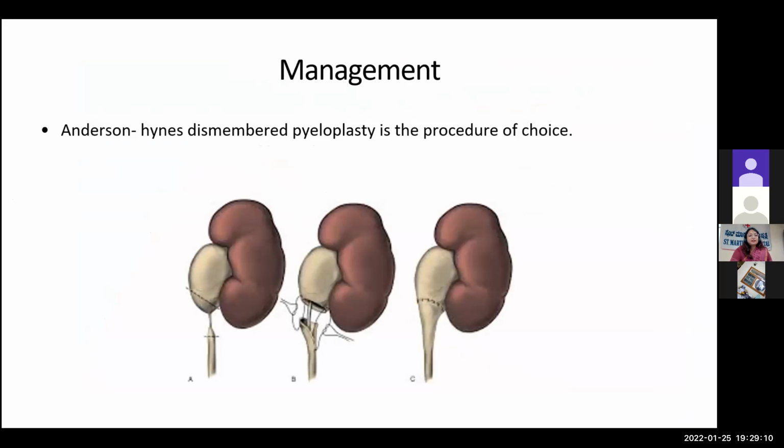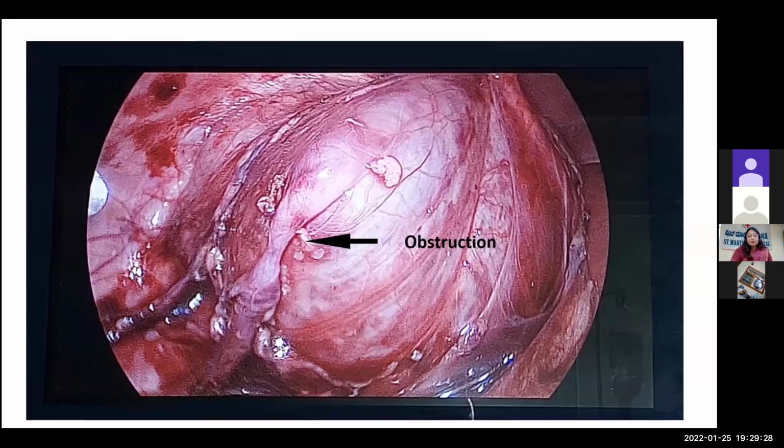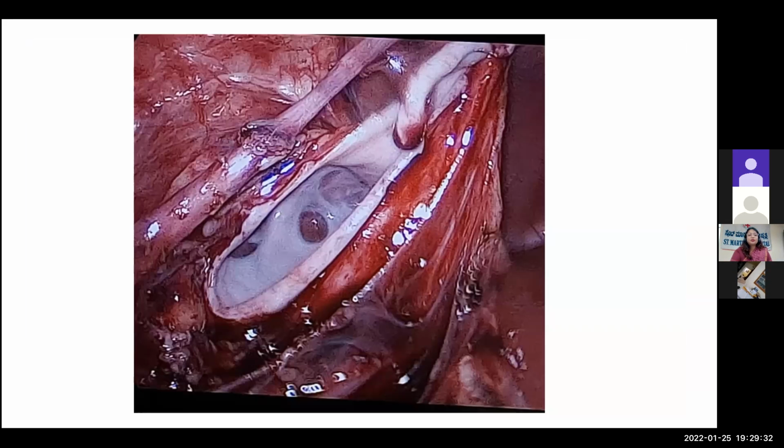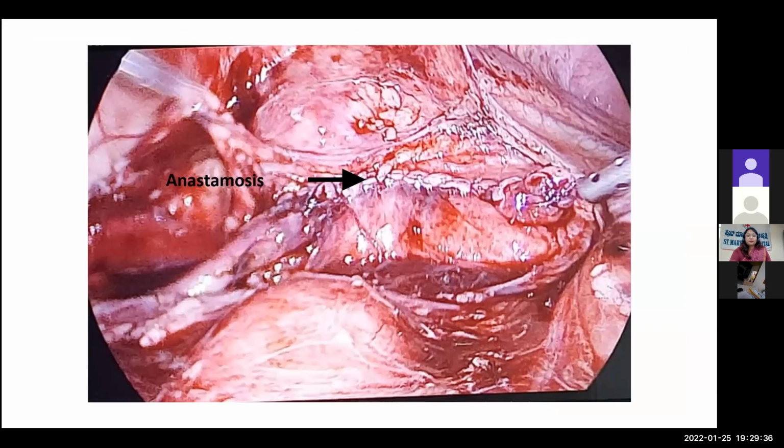Management of these kids is done by an Anderson-Hynes dismembered pyeloplasty, in which we dismember the area of the PUJ, the area of the obstruction. There is reduction of the renal pelvis. There is spatulation of the ureter and also watertight anastomosis. This is the site of the obstruction. You can see the dilated renal pelvis. This is post-dissection. This is post-anastomosis.